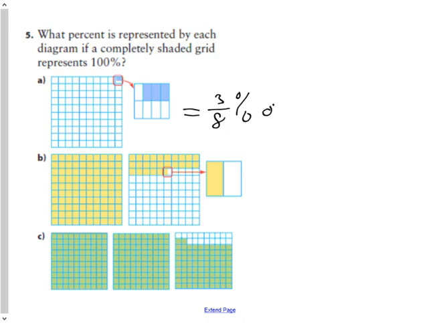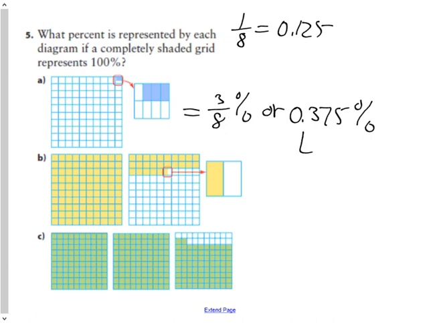Or, FYI, as a fraction, 1/8 is decimal 0.125, 2/8 would be 0.25, 3/8 is 0.375%. Still less than 1%, and we know that because it's a fraction of a percent.